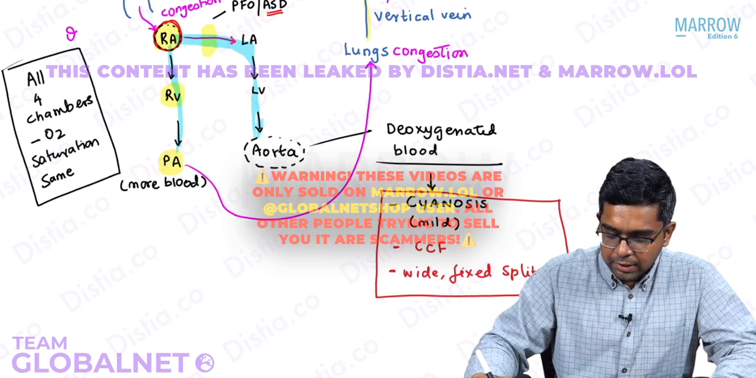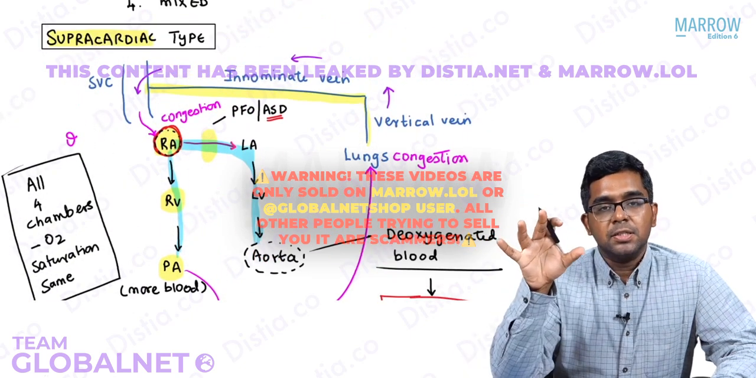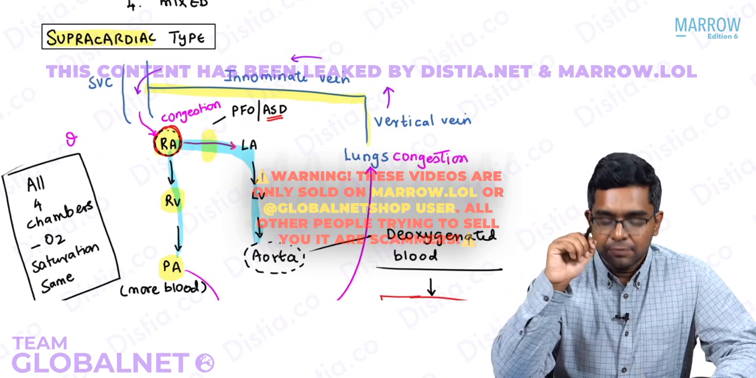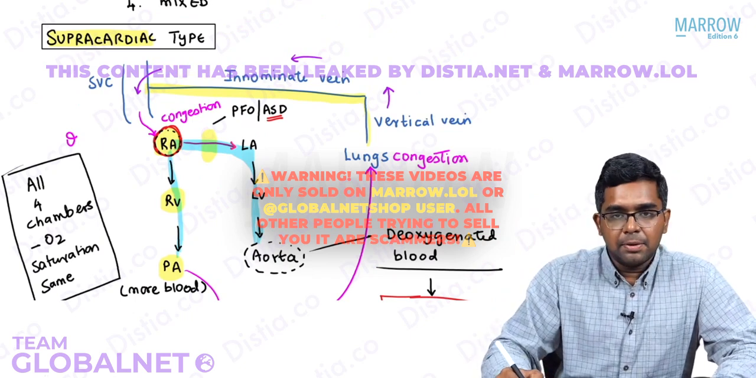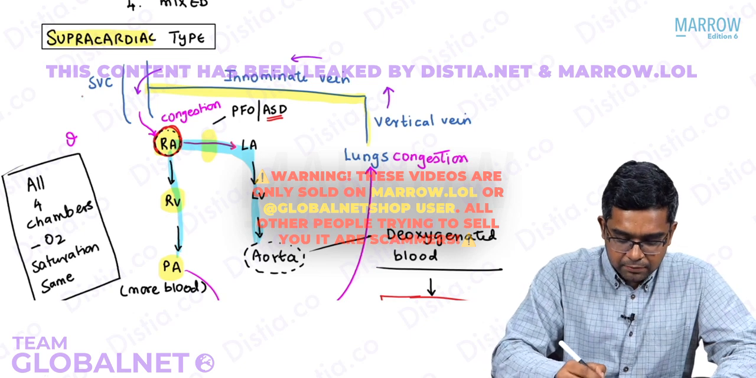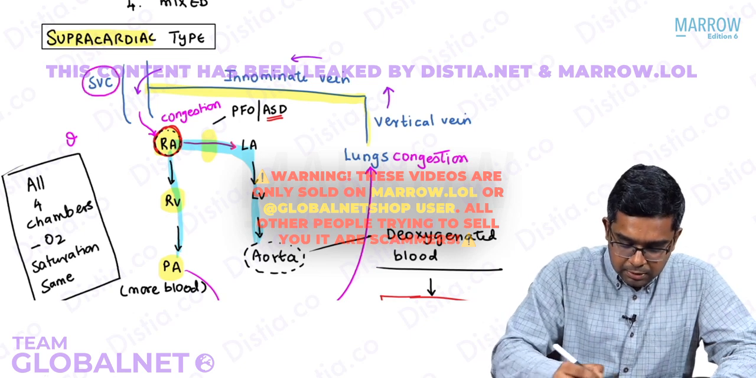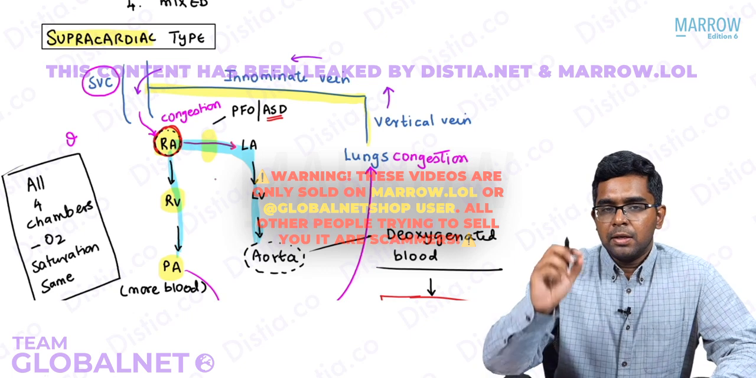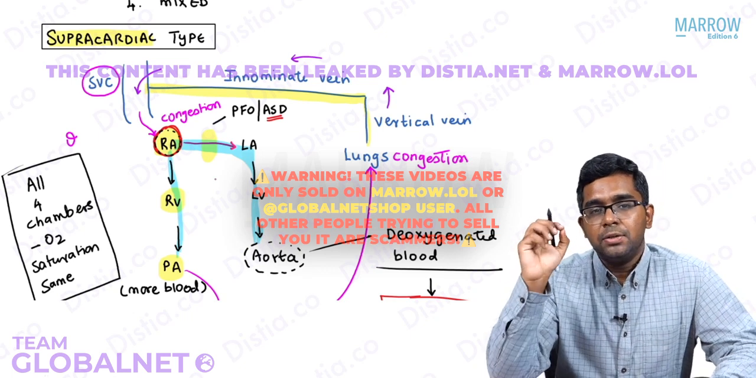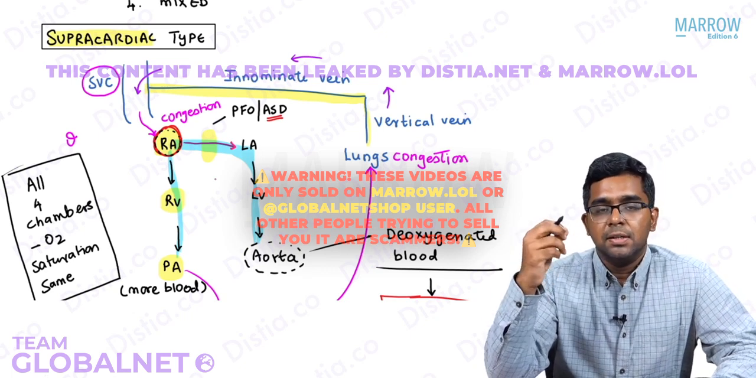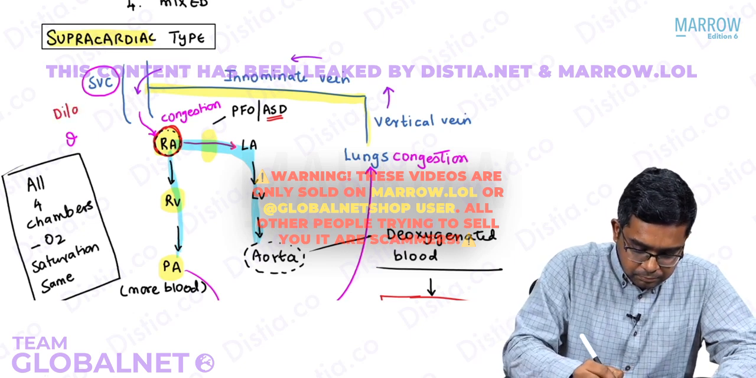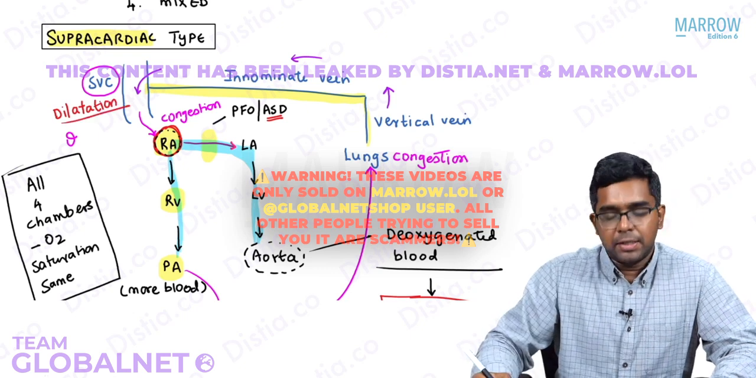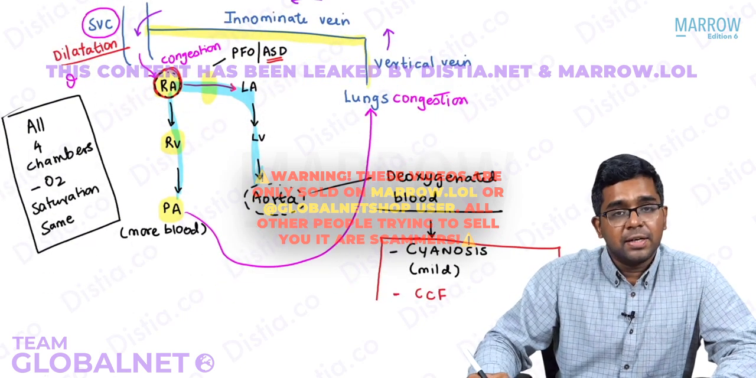Second question, if I take an X-ray in these patients, what am I going to get as a finding? You see here, I told you from the lungs, the pulmonary veins are finally entering into the SVC, and from the SVC only they are entering into the right atrium. Now you can imagine what will happen to the size of the SVC. Very simple, it will undergo dilatation. Are you able to follow this? It will undergo dilatation. How does this get reflected in the X-ray?